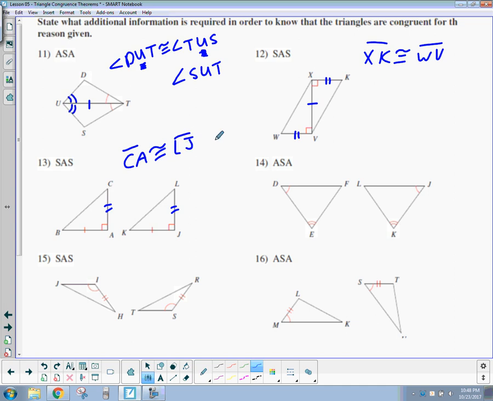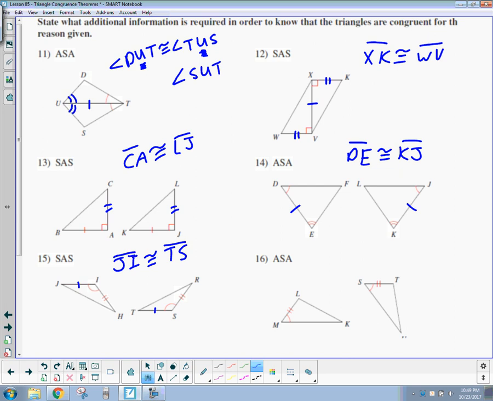14, we have angle, side, angle, so we need to sandwich an angle. There we go. So we're going to say DE needs to be congruent to KJ. Side, angle, side, we have our angle, we have our side, we're sandwiching the angle. So let's put a tick mark here. Same thing for here, so the angle is being sandwiched. So JI is congruent to TS.